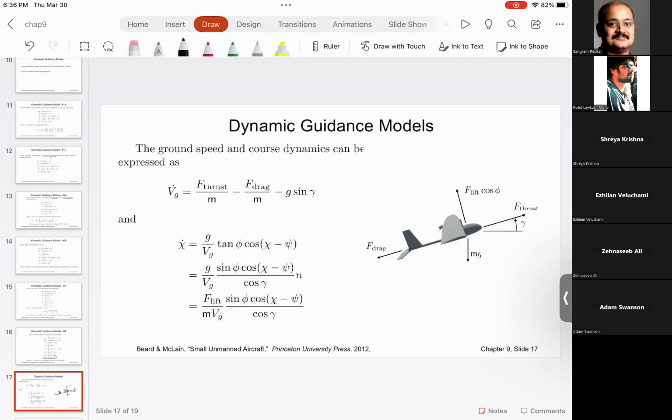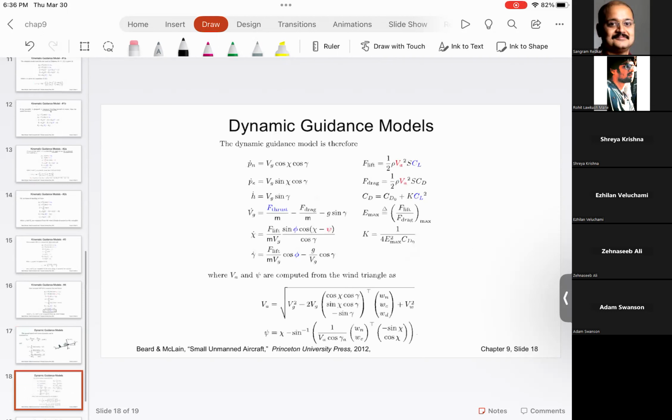And then finally, we make some changes. We actually get the equation for chi dot. And then at the end, if you want to look at the dynamic guidance model, we are looking at the same equations that we saw earlier, but now we are incorporating these terms which are shown in blue and red. So these are the terms that pop up if we include the lift force, drag force, and the thrust force.